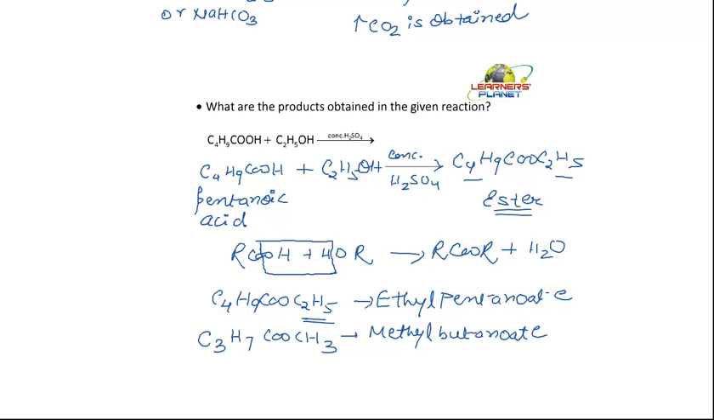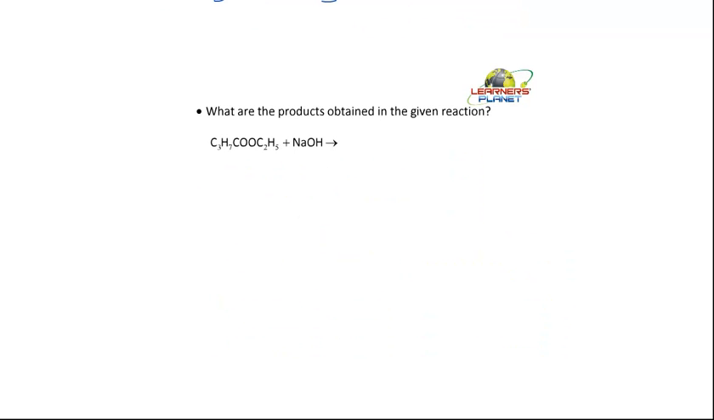Now let's take up our next question here. What are the products obtained in the given reaction? What will be its name, students? It is ethyl butanoate. Right? Now this C3H7COOC2H5 is hydrolyzed in the presence of sodium hydroxide. And what we will get?